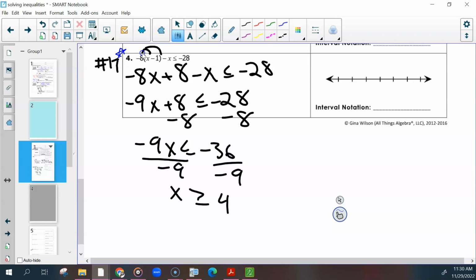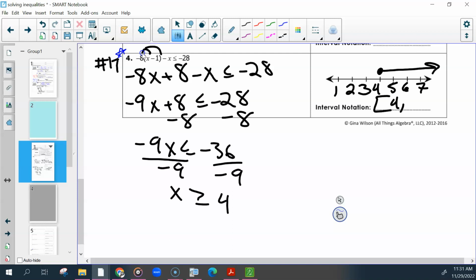So we would graph that on our number line. This would be an open or closed circle. Closed at 4, going which direction? To the right. Right. For our interval notation, where does this one start? Reading left to right. At 4. Because it's closed, that's going to be a bracket.